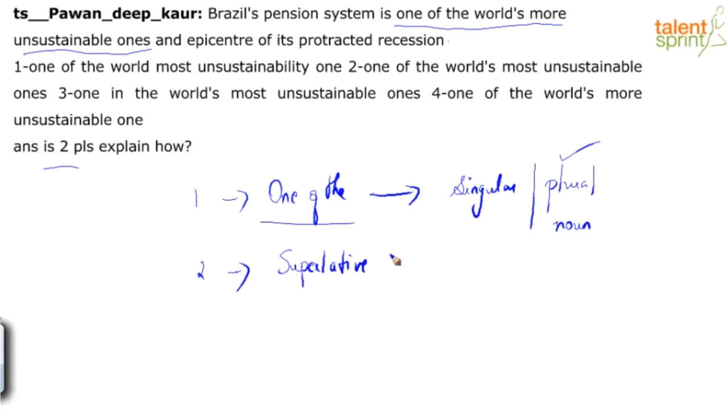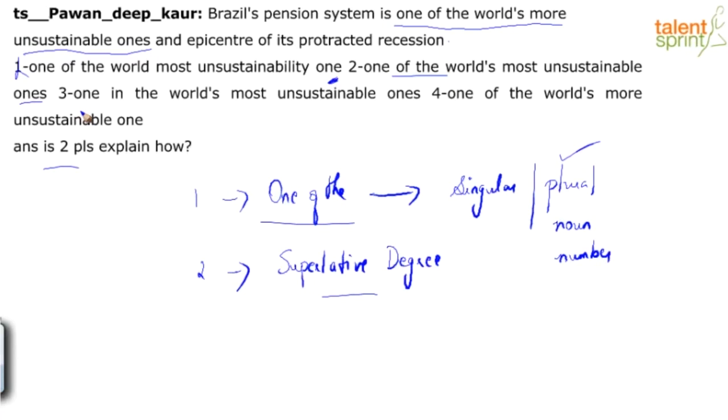Now, all I need to do is look at my options and see which one is giving me a plural noun number and the superlative degree. I eliminate all the other options. That's it. Let's look at option 1. One of the world most unsustainability. This is not a plural number. Out. Option 2, one of the world's most unsustainable ones. It is in line with the superlative degree and it is in the plural noun number. That's why it's option 2.